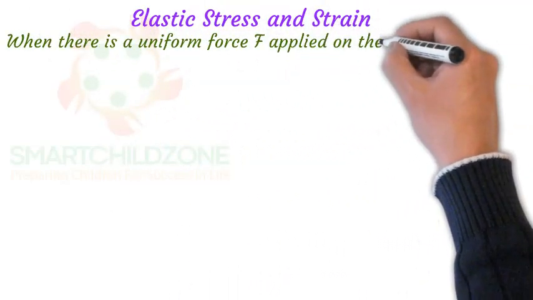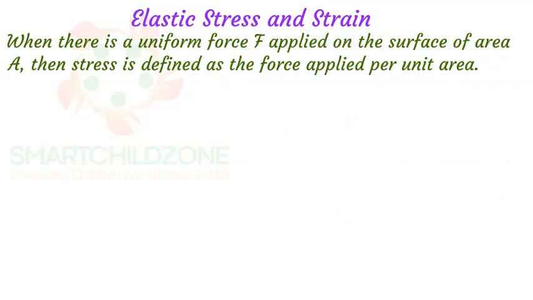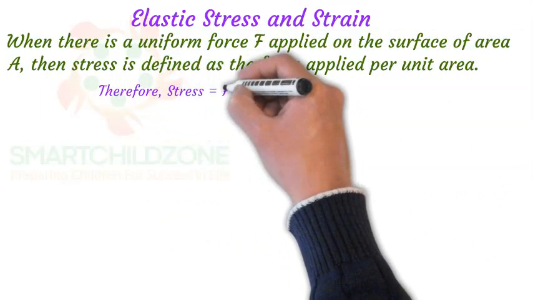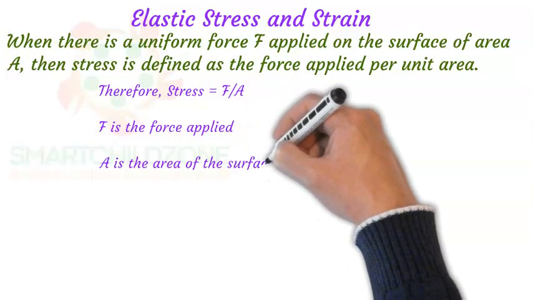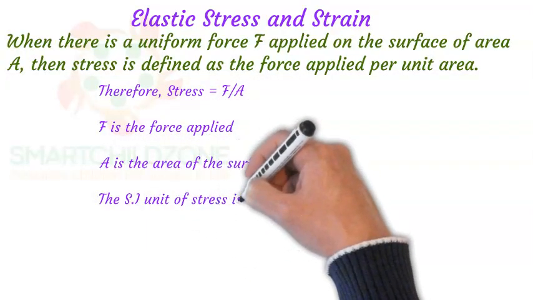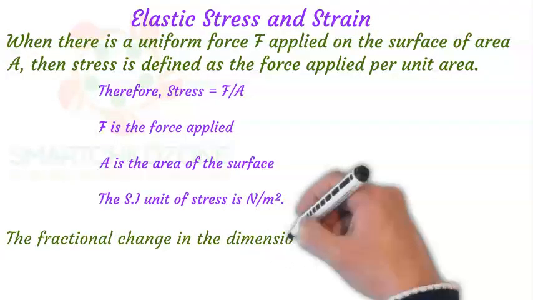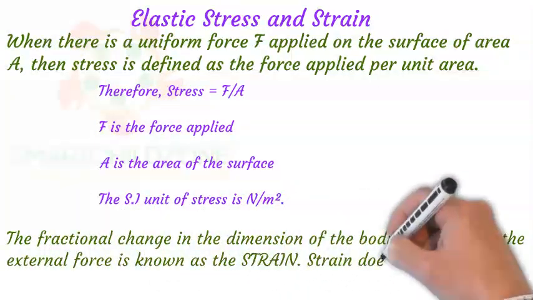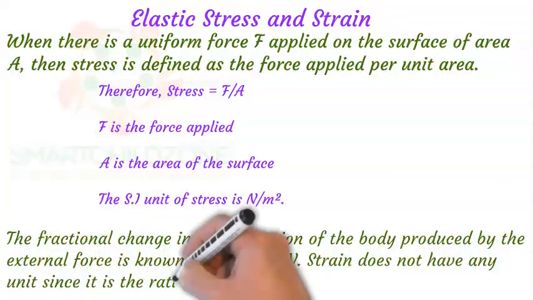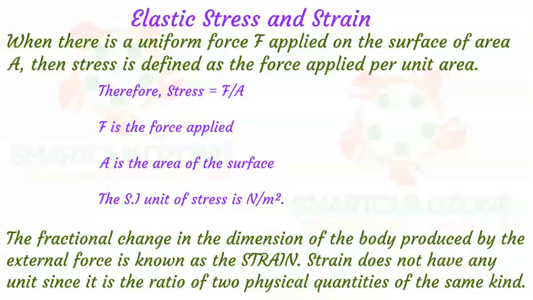When there is a uniform force, F, applied on a surface of area A, then stress is defined as the force applied per unit area. The fractional change in the dimension of the body produced by the external force is known as the strain. Strain does not have any unit since it is the ratio of two physical quantities of the same kind.